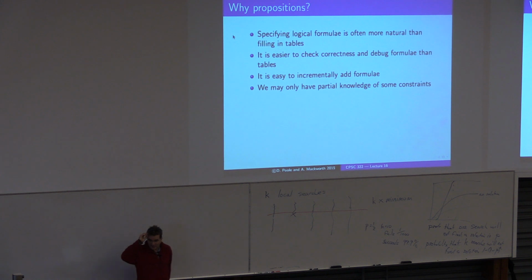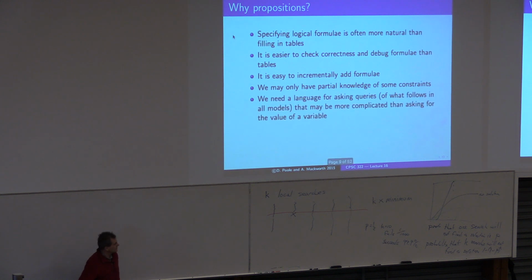So there's a whole lot of reasons why we're going to use propositions. They're often more natural than filling out tables. When we did the constraint satisfaction things, we filled out tables. It's often better to write logical formulae. It's easier to check their correctness and debug them. We'll talk a little bit about how to debug when you make a mistake. We can incrementally add them. And also we might only have partial knowledge of some of the constraints, and we might want to say, is there something we can prove even though we don't know everything that's true? Okay, so some of the reasons are about representations.